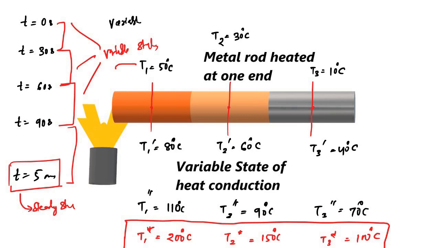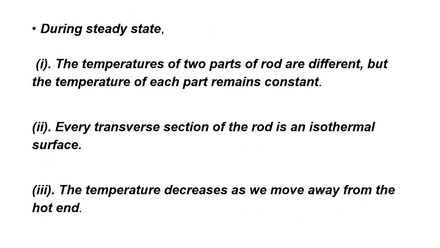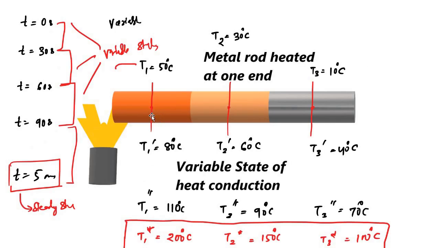So in steady state, there are some important characteristics. The first one is that the temperatures of two parts of the rod are different. Like we saw, the temperatures of these three parts are always different, in both variable state and steady state. But in variable state, the temperature of each part is increasing with time. In steady state, it is remaining constant.